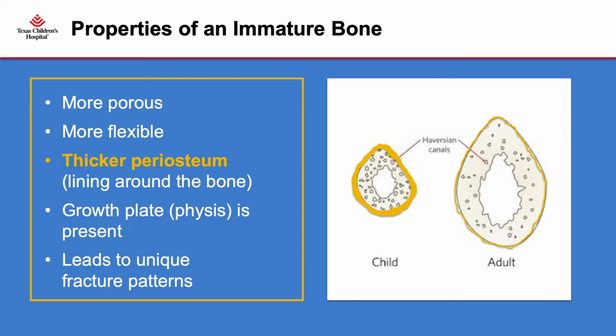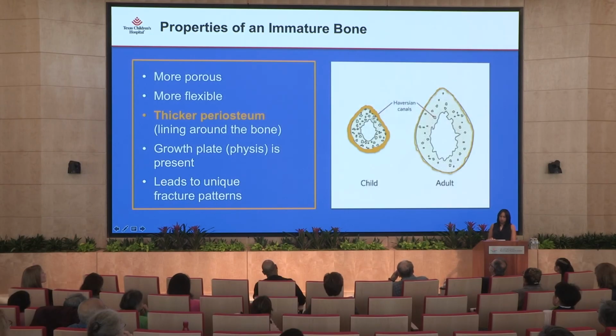Pediatric bone is very different than adults. It is much more porous, so you can see these holes within the bone, and that porosity makes it more flexible. It also has a very thick lining, right here, and that thick lining acts as a tube around the bone and is much more robust in children. And then, of course, growing children have a growth plate, the physis, and that is an area of weakness. So all of these characteristics lead to different fractures in children.